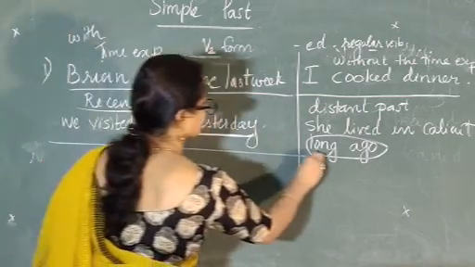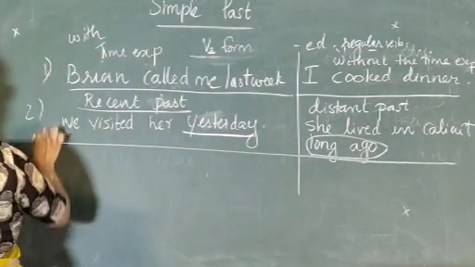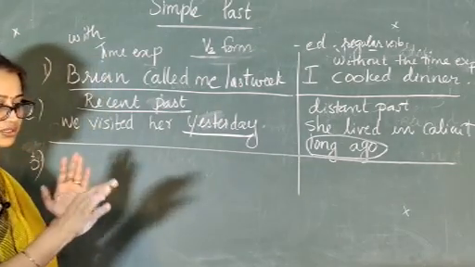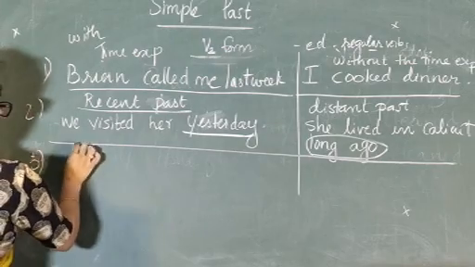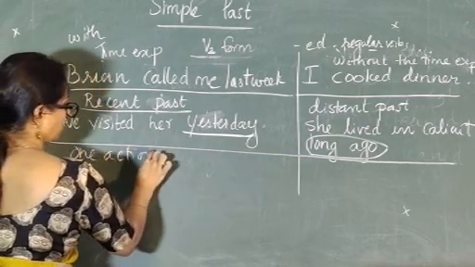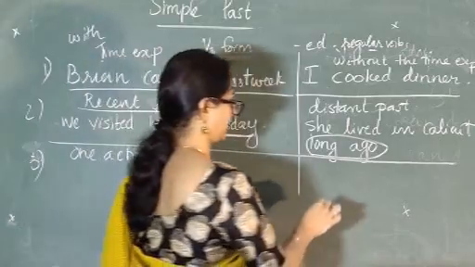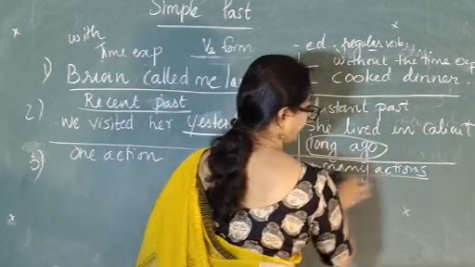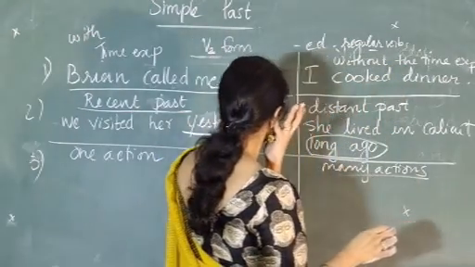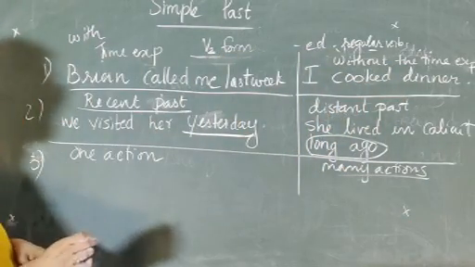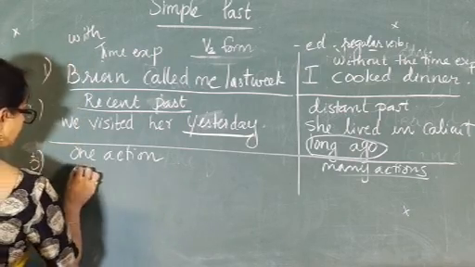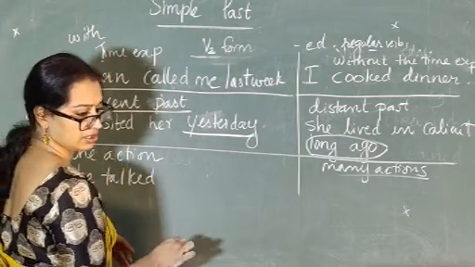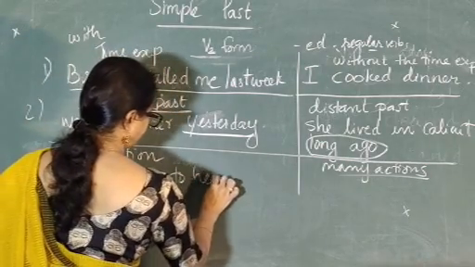Then it can also be used. Another place where you can use this is, there are many places. Since we have time constraint, we are going to just look at a few things. It can mean one action. Simple past can mean one action. It can mean many actions. It can be used for one action, or it can be used for many actions. For instance, she talked to her manager.